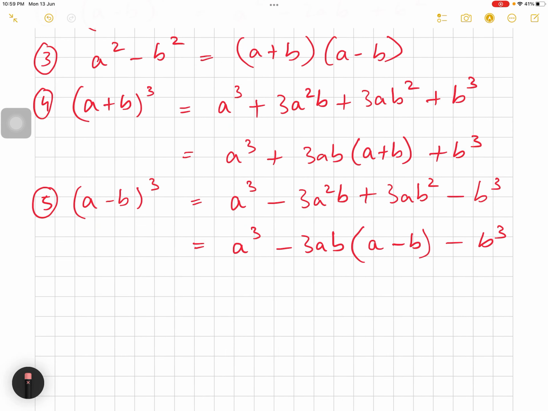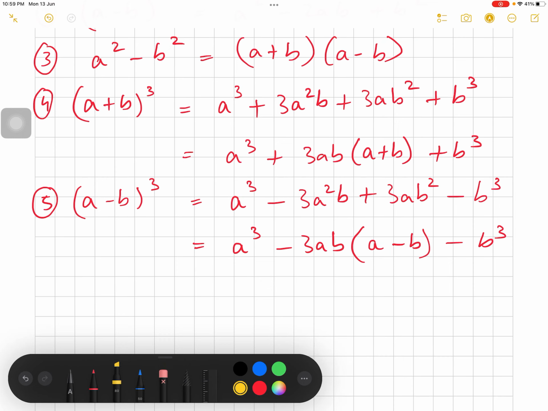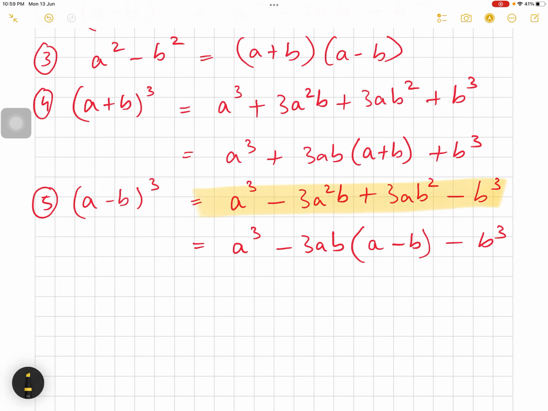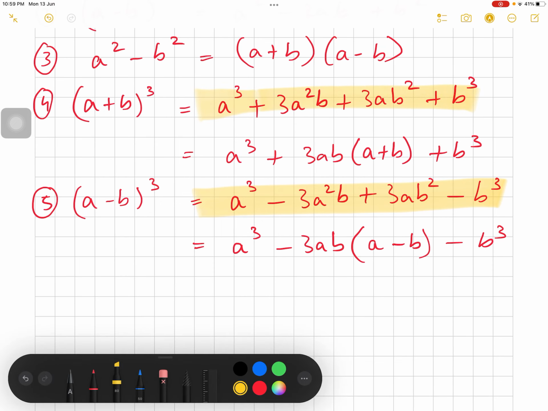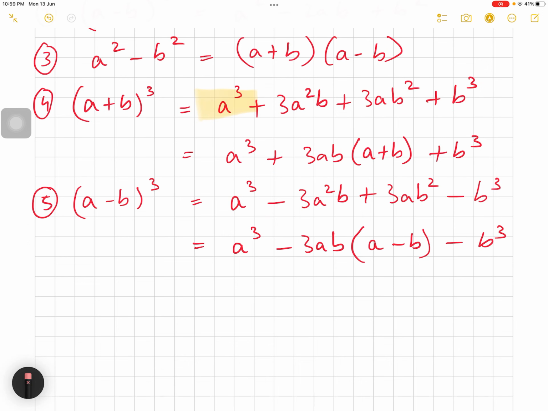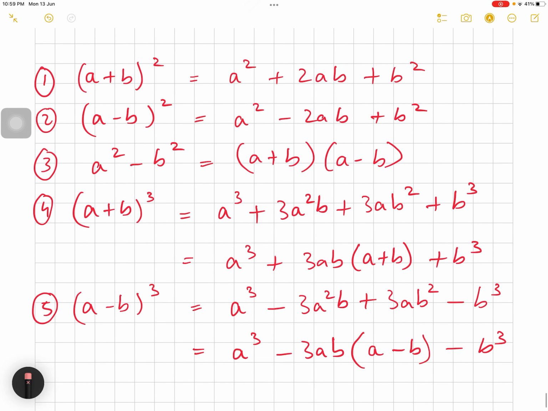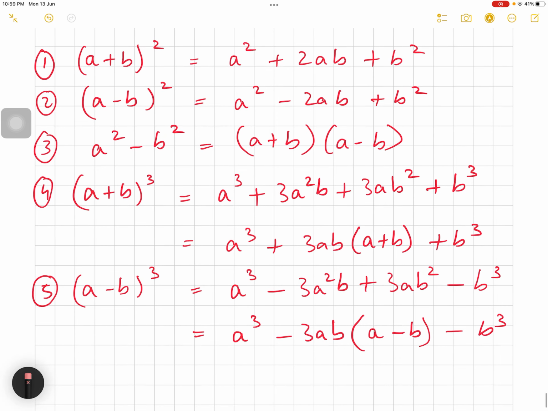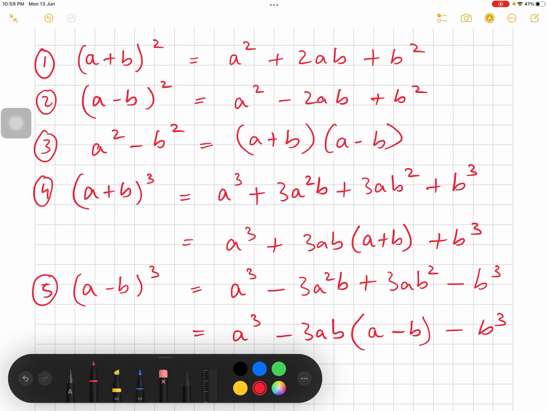How is this formula derived? A minus b the whole cube will be a minus b into a minus b into a minus b. Okay, if you open the brackets, eventually you will come to this point. And a plus b the whole cube means a plus b into a plus b into a plus b. And when you open the bracket you will come to this point. So you will need all these formulas. Okay, so I want you all to copy all these formulas.